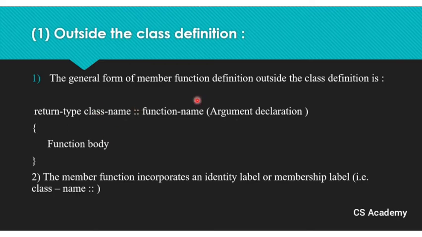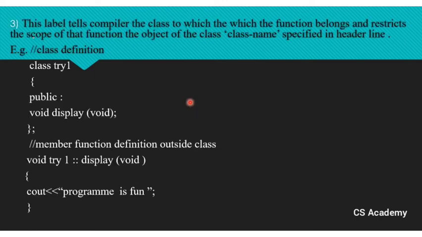आपण इथे बघतो आहे की आउटसाइड क्लास डेफिनेशनमध्ये काय होतं, दिस लेबल टेल्स द कंपायलर द क्लास टू विच इट्स फंक्शन बिलॉंग्स अँड रेस्ट्रिक्ट द स्कोप ऑफ दॅट फंक्शन अँड ऑब्जेक्ट ऑफ क्लास. सो क्लास नेम स्पेसिफाय इन हेडर लाईन, म्हणजे आपल्याला क्लास नेम कुठे लिहावं लागेल, हेडर लाईनवर आपण लिहावं लागेल. ओके, आणि त्या क्लासची आपण डेफिनेशन अशा प्रकारे लिहू शकतो.